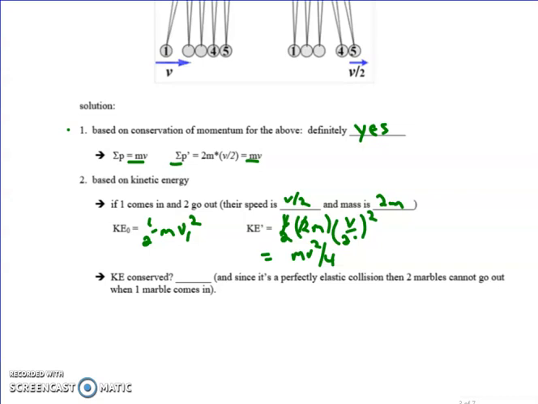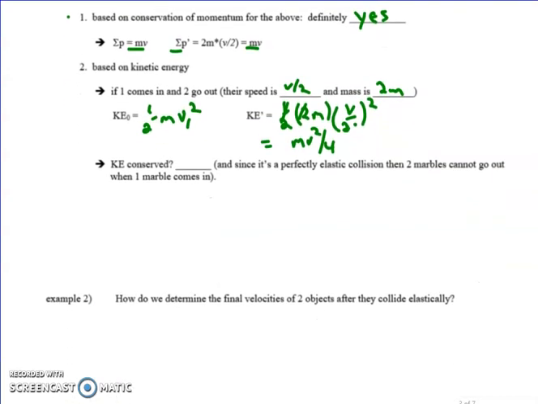And since this is a perfectly elastic collision, which means kinetic energy has to be conserved, you cannot have one ball go in here and 2 come out. The only way to conserve kinetic energy and momentum is if 1 comes in, 1 goes out. 2 go in, 2 go out, 3 go in, 3 go out. So that ultimately explains the results of Newton's cradle.